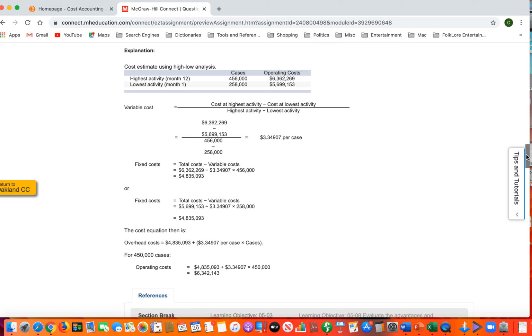4,835,093 plus, parenthesis, 3.34907 times 450,000. Yeah, I get 6 million. My calculator says 6,342,174.5, and I took it to 175. That's really strange. I mean, the exact same numbers.